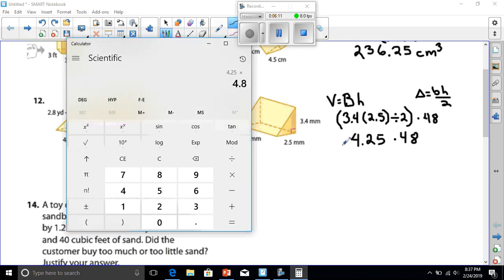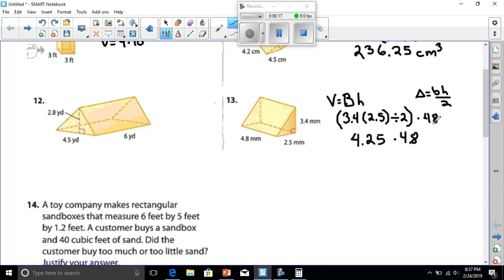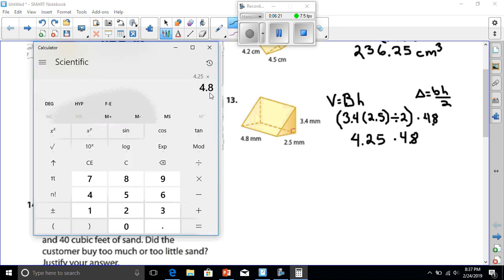Oh, I'm sorry. Is that 4.8 or 48? Let's make double sure. 4.8, very good. I forgot to write that in over here. I want to make sure that I've done my math correctly. 4.8, and that equals 20.4.